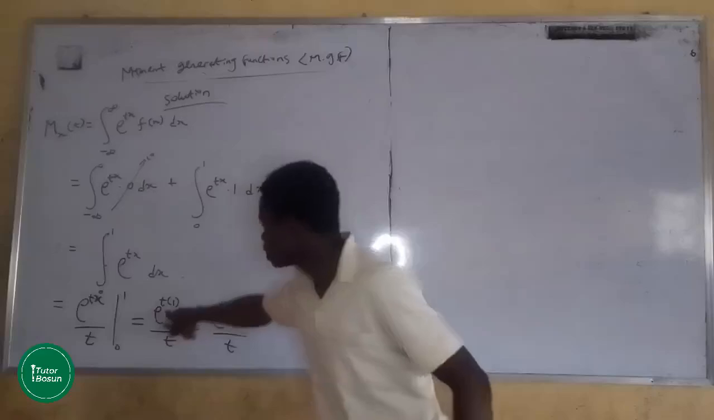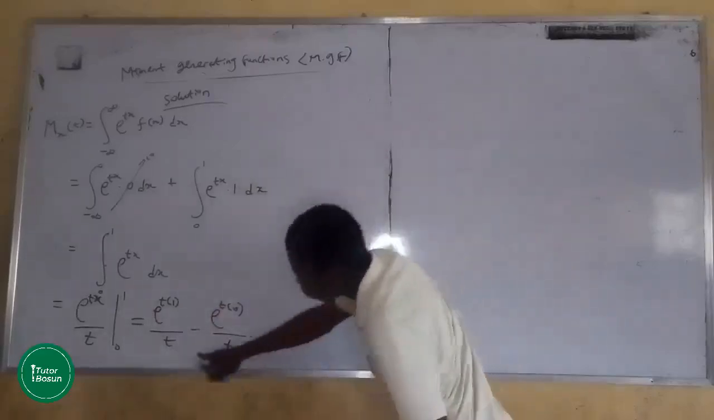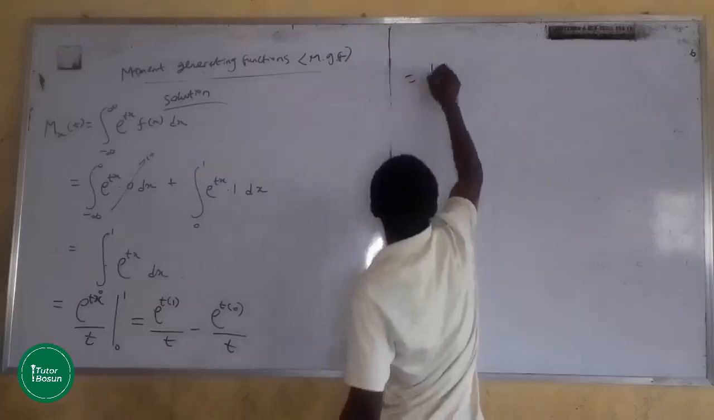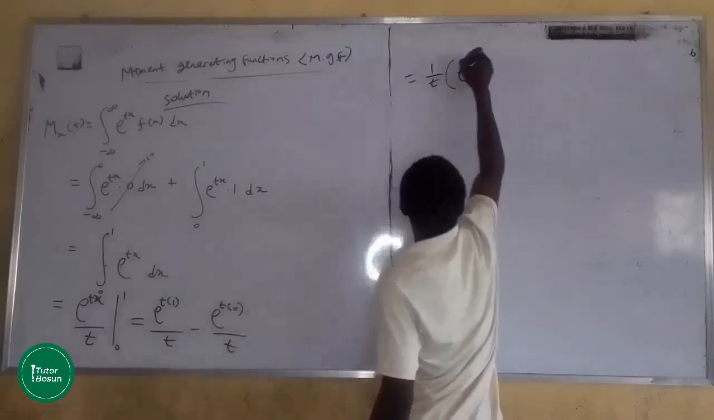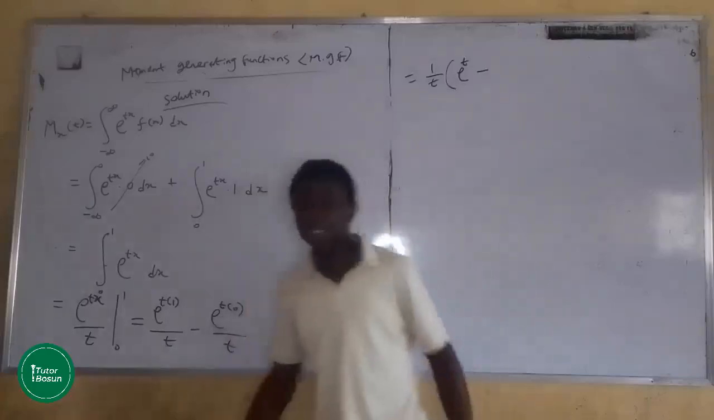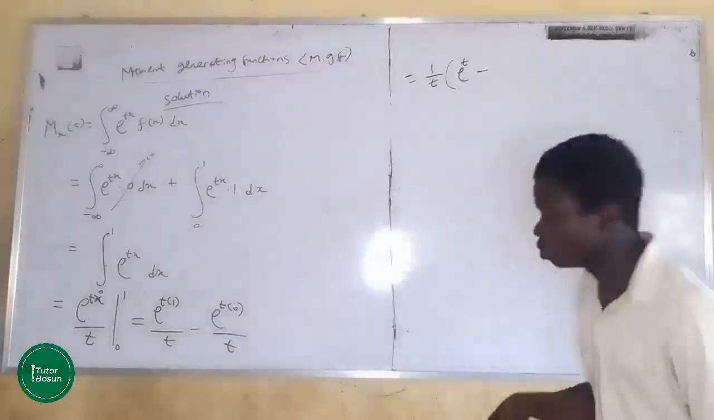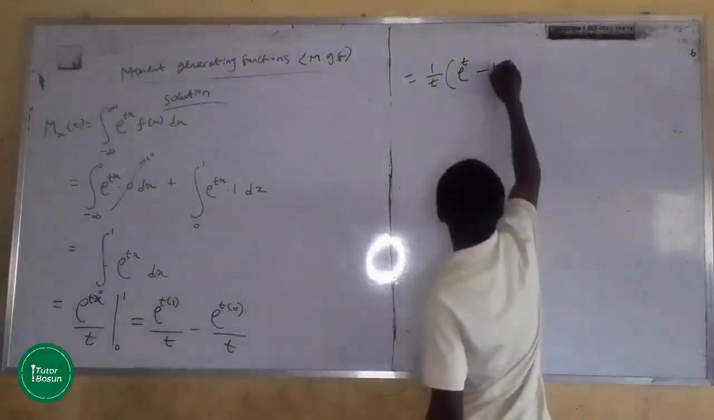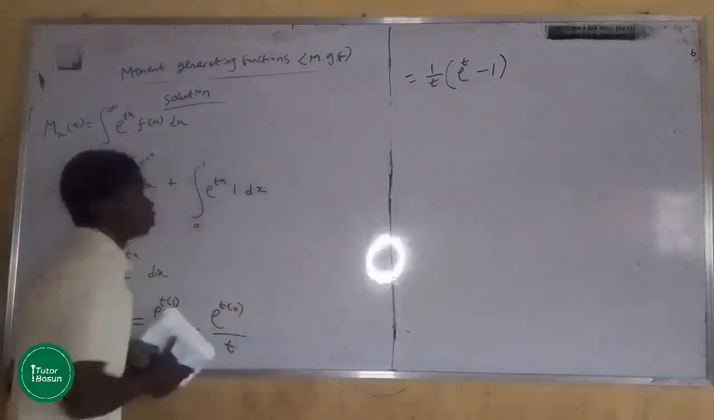So this becomes exponential t. So we are left with what? We are left with, and you know, t is common to both, so we can factorize out 1 over t. So bringing out 1 over t into exponential t minus exponential t times 0. That becomes exponential 0. And exponential 0 will give us what? Will give us 1. So we have exponential t minus 1.